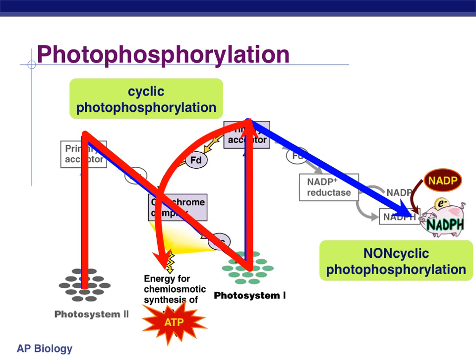All right, so here's another visual to help. Again, photophosphorylation can happen in two ways. If you follow the blue arrows, they will show you non-cyclic photophosphorylation, where the ending result is going to be some ATP and some NADPH. The red arrow shows you cyclic photophosphorylation, where the ending result is only ATP. There is no NADPH.